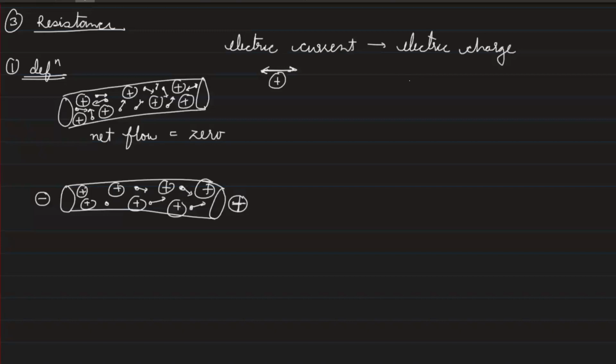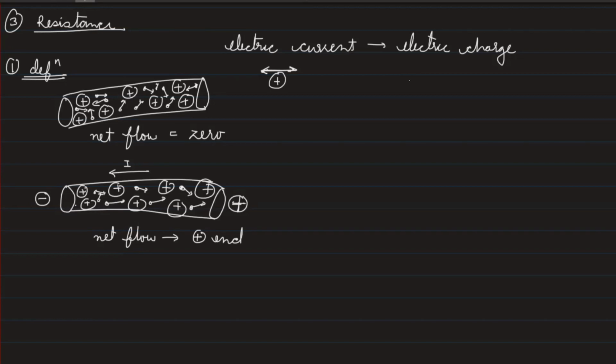And therefore what happens? The net flow of electrons is toward the positive end. And therefore we say that electric current is flowing. Sorry, electric current will be from positive to negative. So that will be the direction of electric current, but the electrons will be flowing toward the positive end.